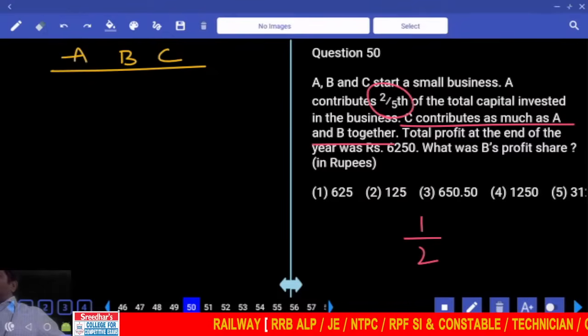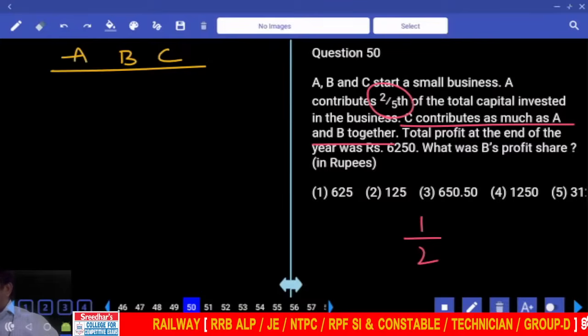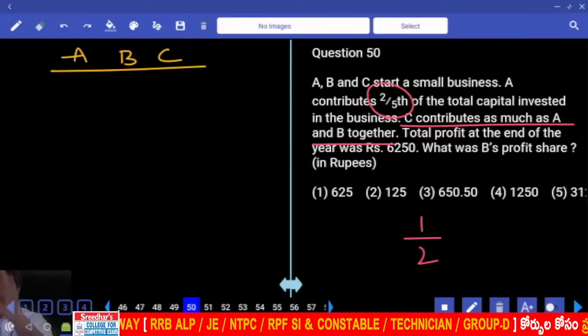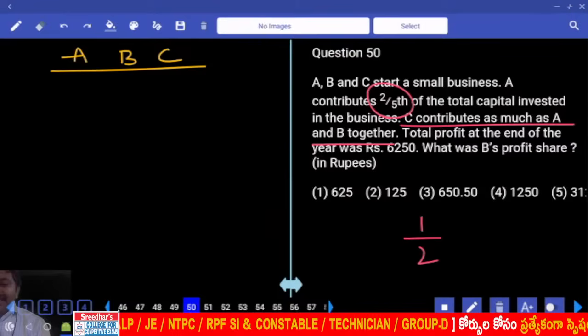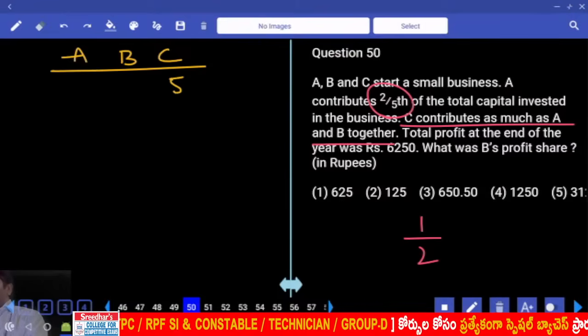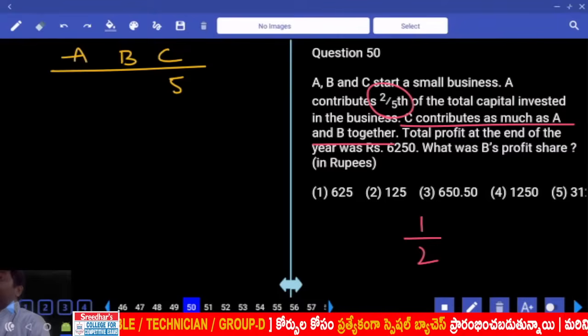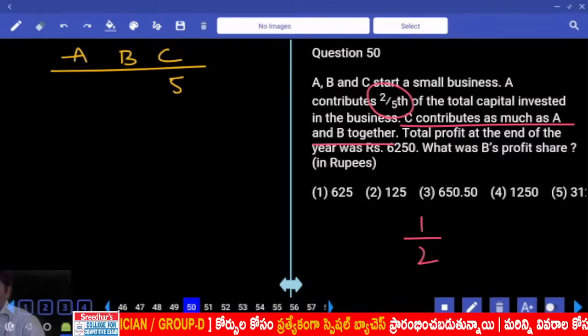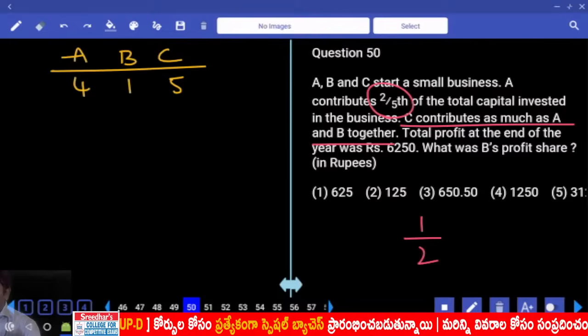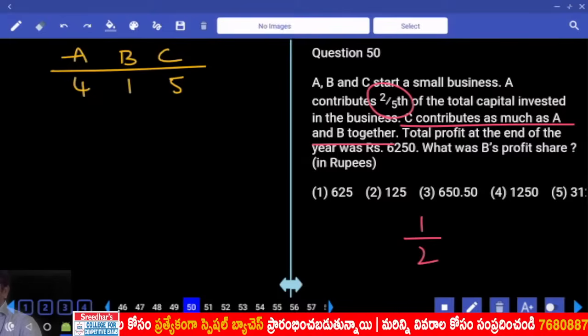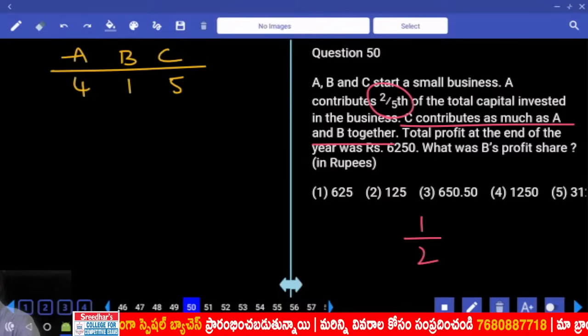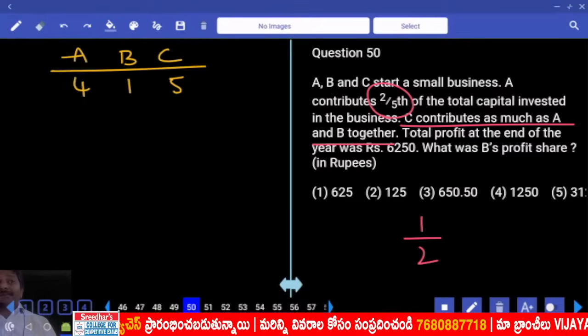Let us fix the total investment as 10. Are you okay? If the total investment is 10, C alone will invest half, which is 5. A will invest 2/5 of 10, that is 2/5 of 10 parts, 4. Then B will invest 1. Total 10. Condition satisfied. Question is about B's profit share.